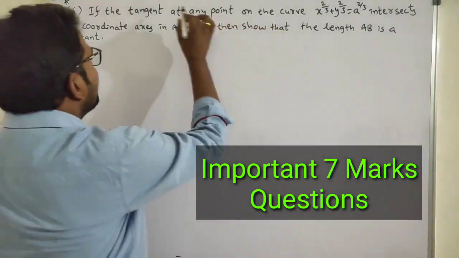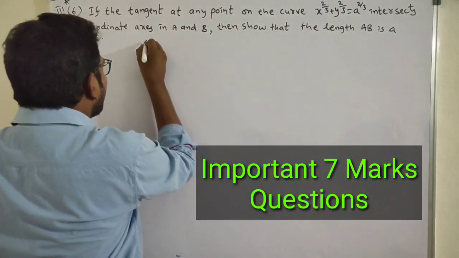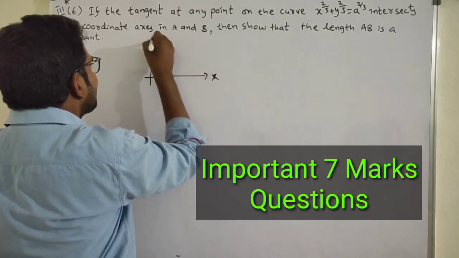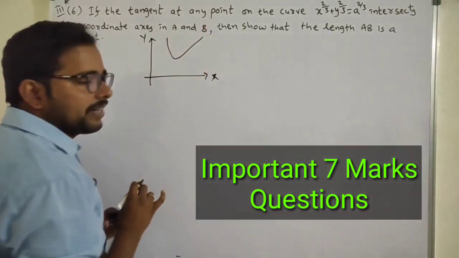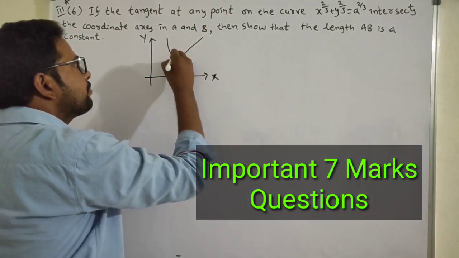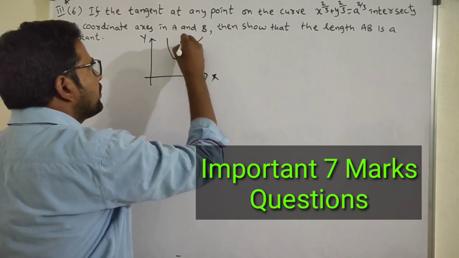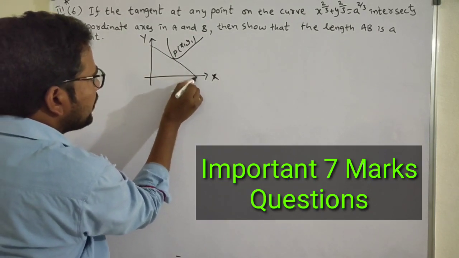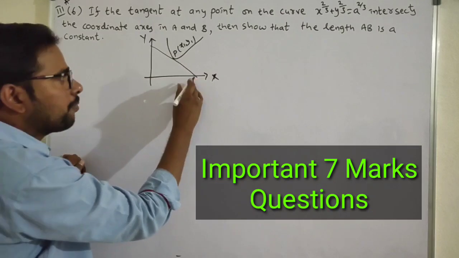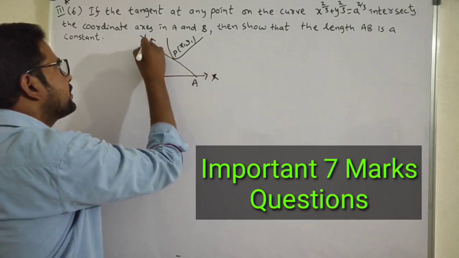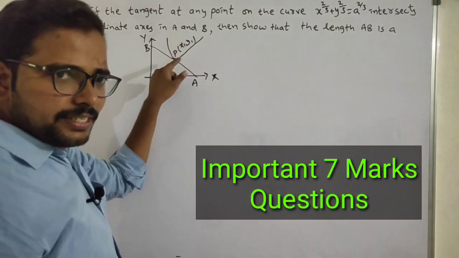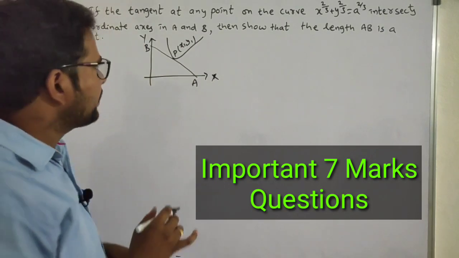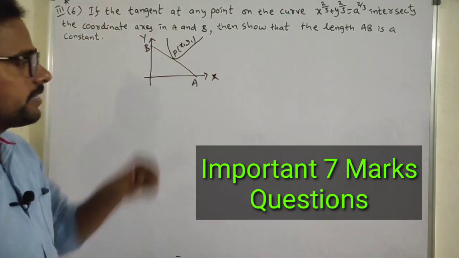So what is given? Tangent at any point on the curve. Take this as x-axis and this as y-axis. So this is the given curve. Take any point P, P of x1 y1. At this point, draw the tangent. This tangent intersects x-axis at A point and y-axis at B point. Now we have to show that this AB is a constant.